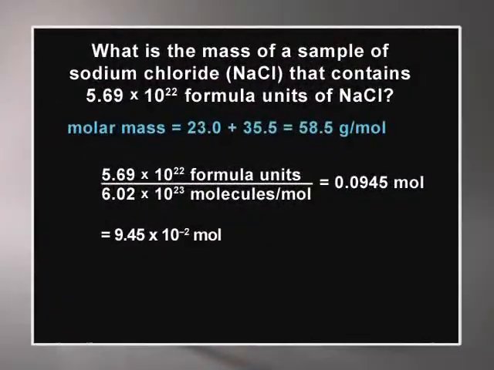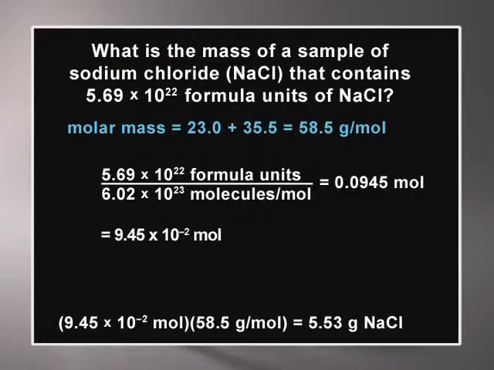If you had a tenth of a mole, you would have multiplied 0.1 times 58.5. Well, just because you have 9.45 times 10 to the minus second of a mole doesn't change the logic. You just take 9.45 times 10 to the minus second of 58.5. And you find that you have about 5.53 grams of sodium chloride.